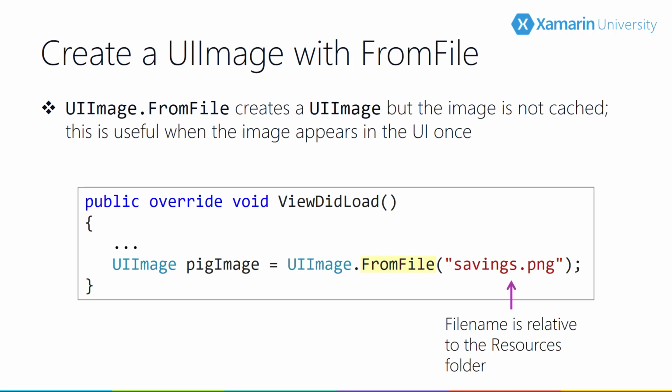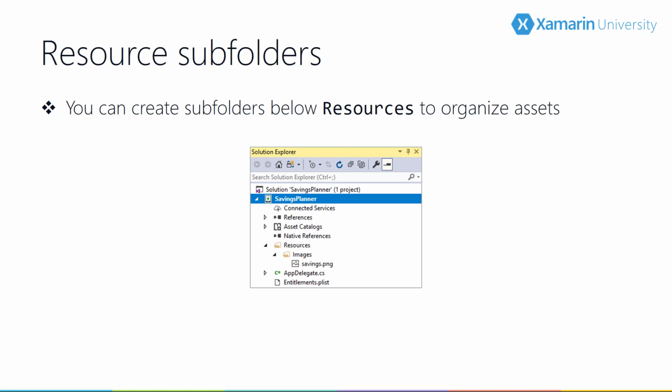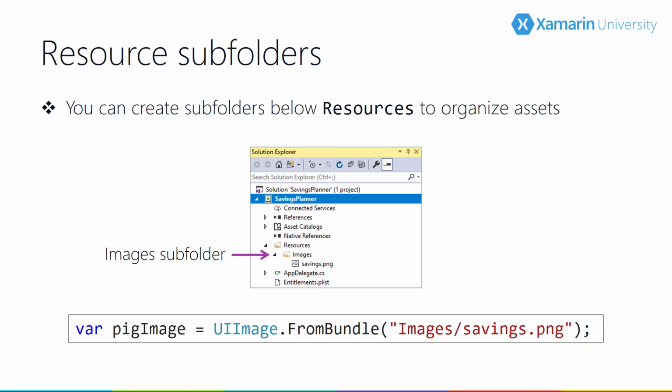Now, because everything is relative to the resources folder, you can imagine a situation where it may get a little cluttered and unorganized. Luckily for us, we can create subfolders inside the resources folder. So for example, here we created the images subfolder and you can see savings.png is now inside of it. You have to be careful though, because when you load that file now, you have to prefix it with the subfolder. So now it would be images/savings.png.